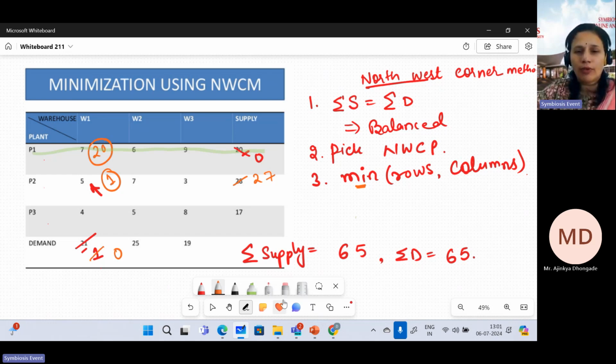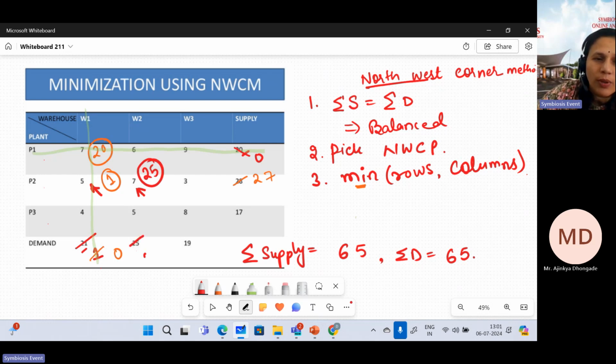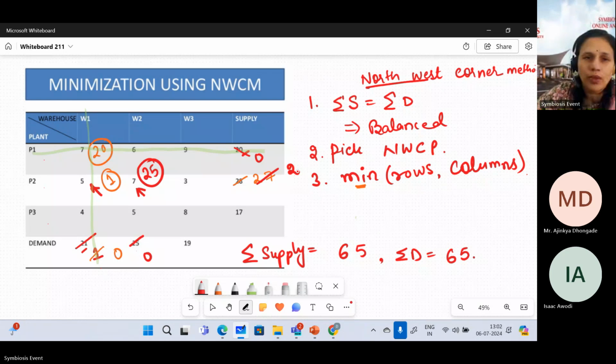Now, this indicates that there is no significance of warehouse 1. So initially I was given a 3 cross 3 matrix, and now it is reduced to a 2 cross 2 matrix. Again, go for the northwest corner point. This is my northwest corner point. Check the demand and supply, 25 and 27. The minimum is 25, so I'm making an allocation of 25. So this 25 becomes 0 and this 27 becomes 2.